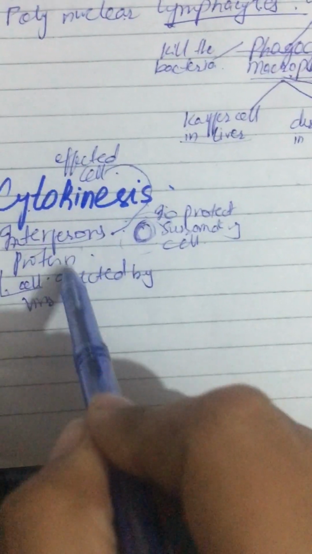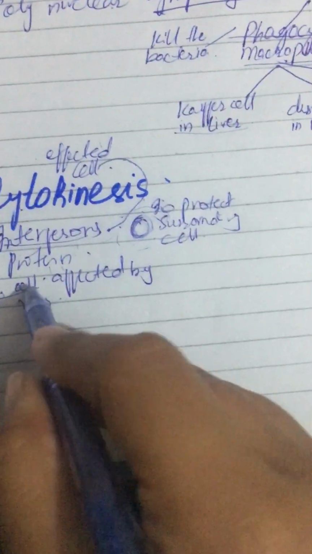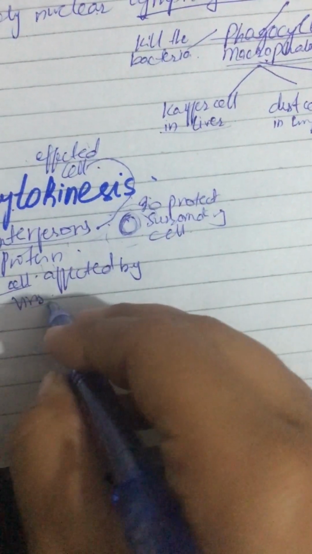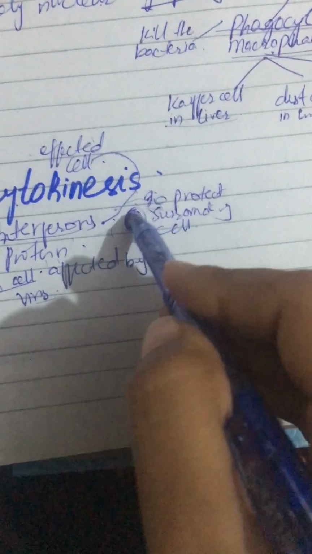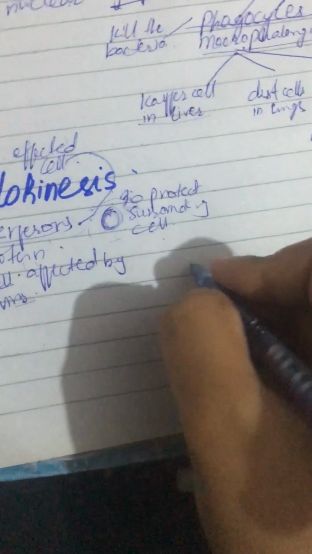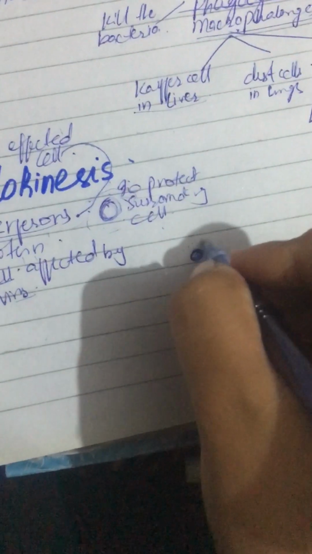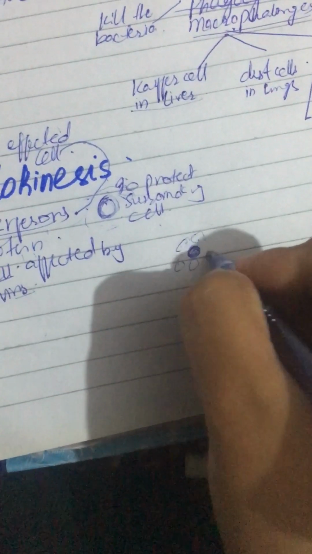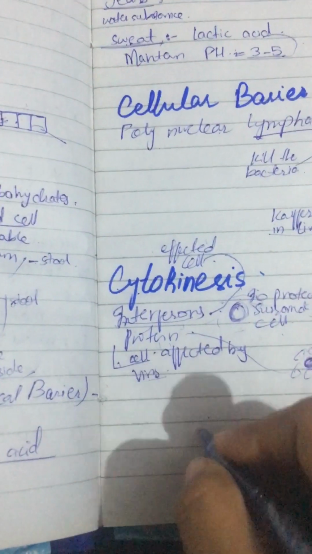If we take an example, if we got infected by a virus, its work is to protect our body. So this will be released to protect our surrounding cells. If this cell has been infected by a virus or bacteria, the surrounding cells present here will all be protected by this interference protein. So yes, these all were the barriers of the innate immunity. Now we'll be moving to the acquired barriers.